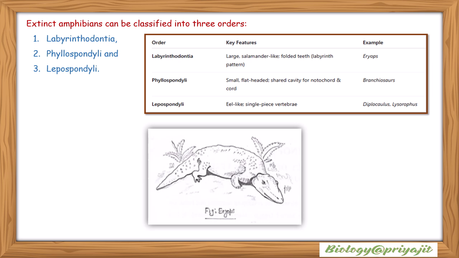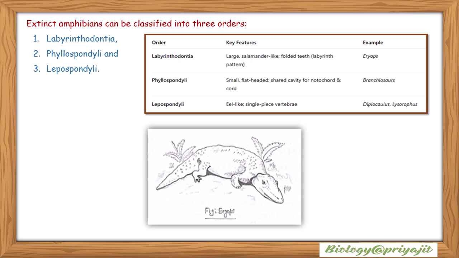Extinct amphibians can be classified into three orders. We know Labyrinthodontia, which are large salamander-like amphibians. They had folded teeth in a labyrinthine pattern. The example is Areops. Phylospondyli are small and flat-headed with a shared cavity for the notochord. The example is Brachiosaurus. Third is the Lepospondyli, which have an eel-like body and a single-piece vertebra.